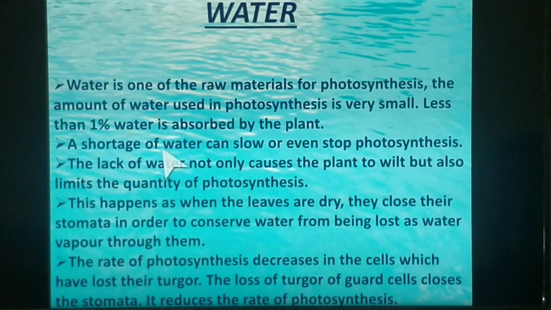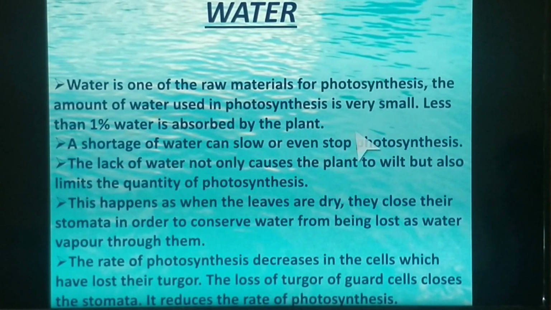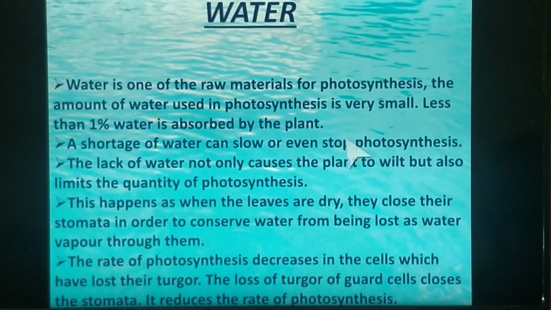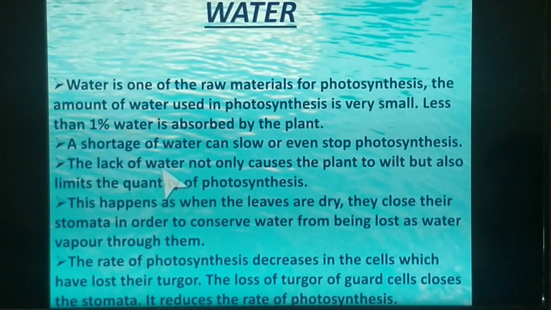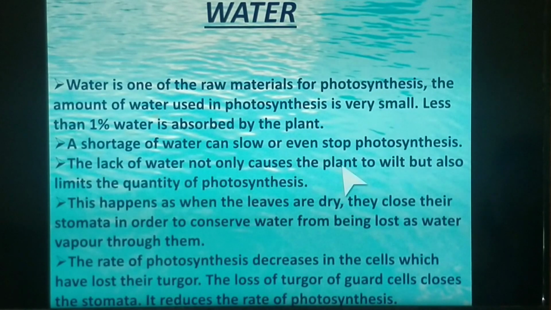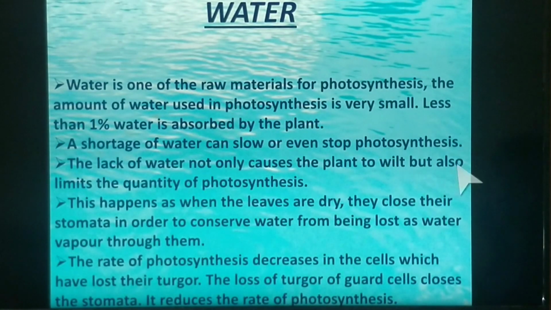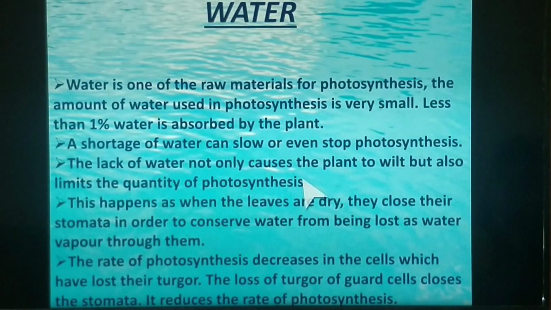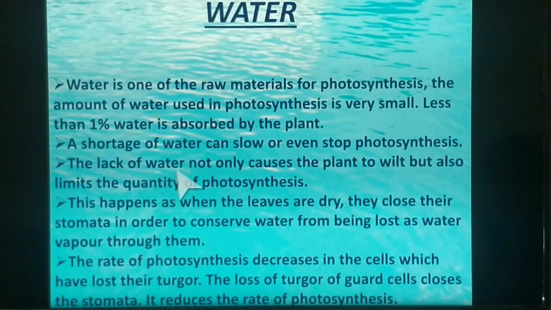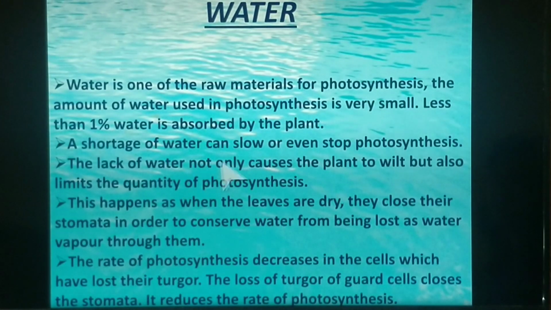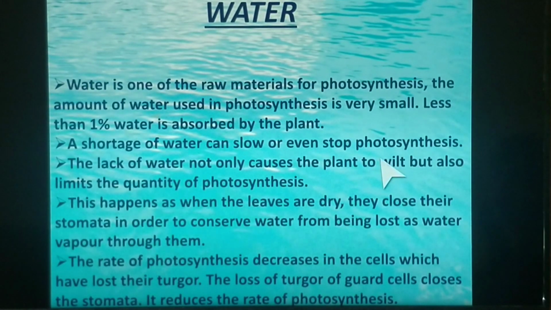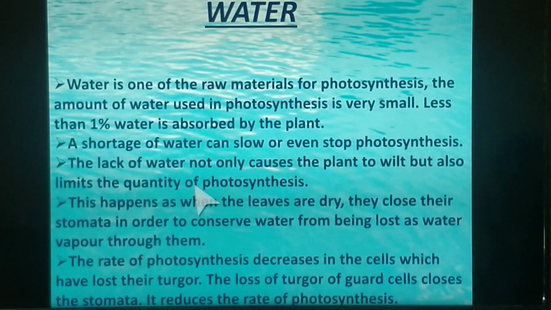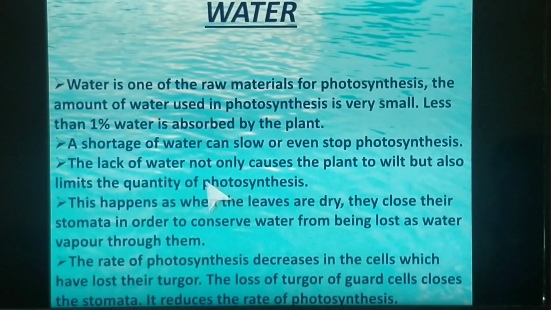That means if water is not available, then the process of photosynthesis will stop. The lack of water not only causes the plant to wilt, but also limits the quantity of photosynthesis. What role does lack of water play? It causes the plant to wilt, but also limits the quantity of photosynthesis.